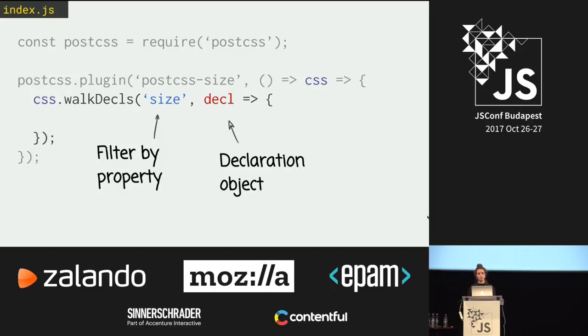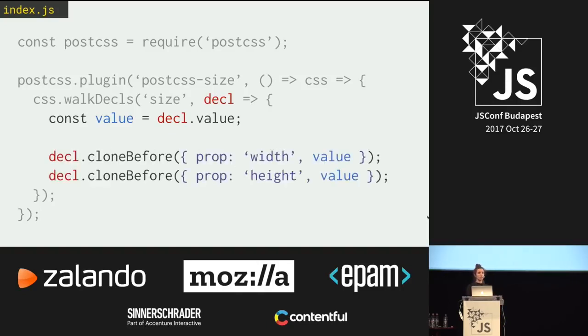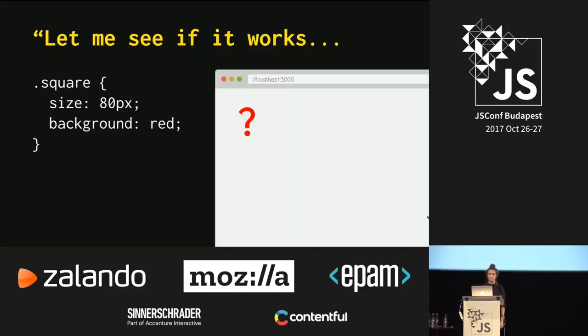When you have a match, you'll have access to the declaration itself. And with that, you just need to do two things: get the size value and add the width and height properties. The size value is as simple as declaration.value. Then to add the width and height properties, you use clone before, where you pass an object with a property and a value. Now, let me see if it works.